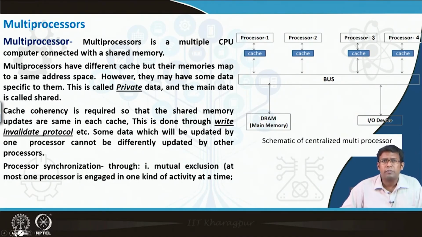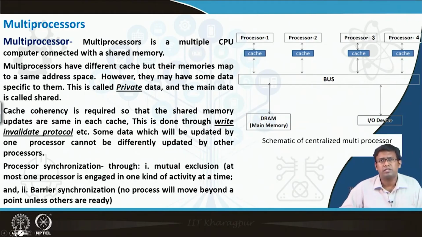And also sometimes processor synchronization is required. Many processors may be designed to do a similar activity, but it is mutually exclusive, so that at most one processor is engaged in that activity. So if there is one variable all the processors are trying to update, the others will not be allowed to do that. At most one processor will be allowed to do that. There will be some sequentiality across the processors, and this is called synchronization.